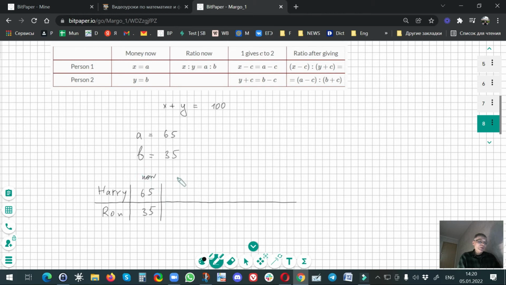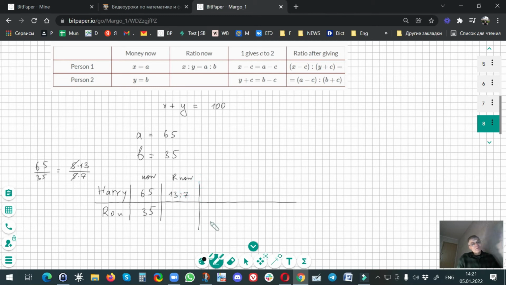It's money now, ratio now, 65 over 35. 5 divides 65, producing 13. 5 times 13. And the 5 also divides 35, producing 7. So it's 13 to 7.